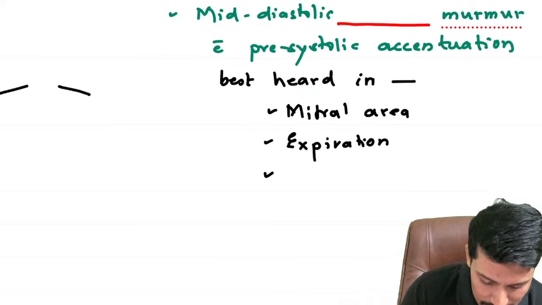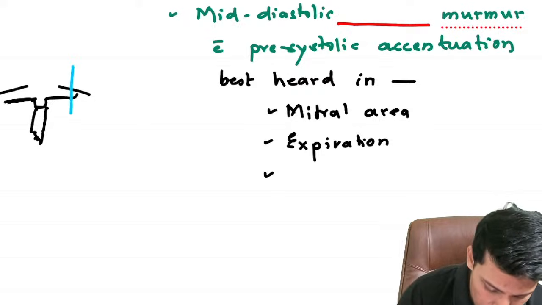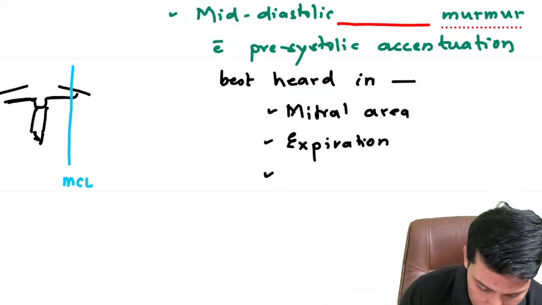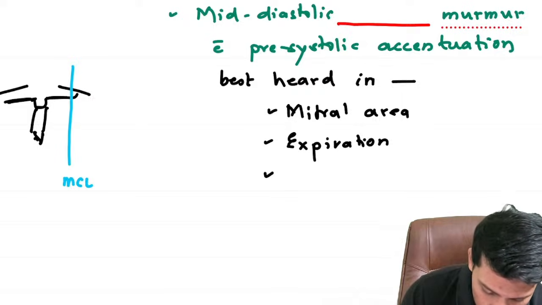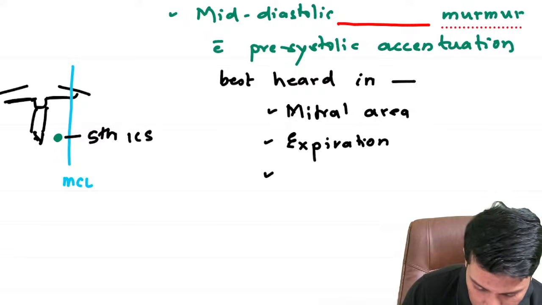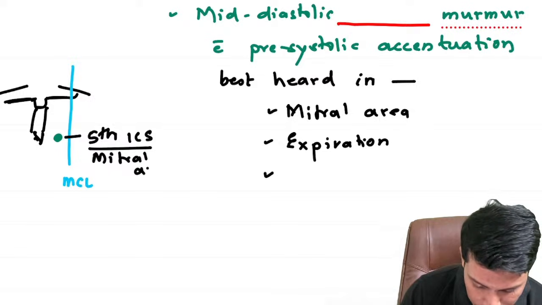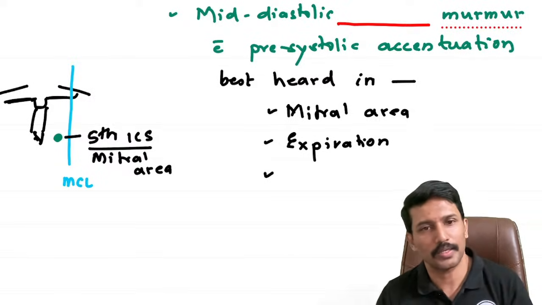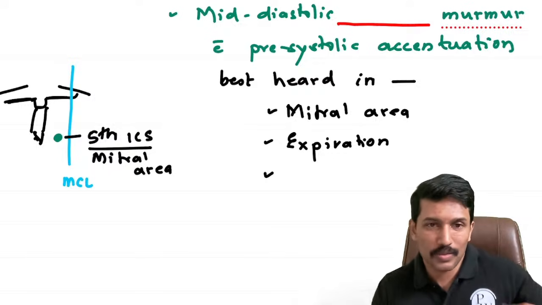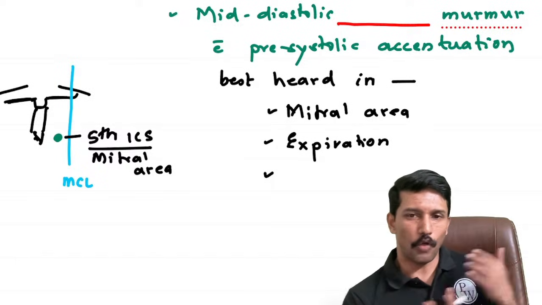So mitral area is at the apex, and the usual location of the apex is fifth intercostal space medial to mid-clavicular line. So if this is the mid-clavicular line, in the fifth intercostal space, medial to mid-clavicular line is where we have the mitral area. Okay, so that is our location. Now this area, this is here, right? Mid-clavicular line. So it's slightly off center.